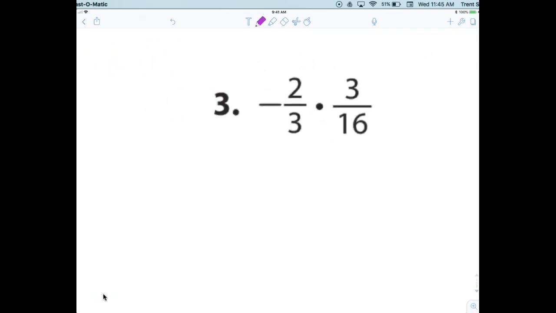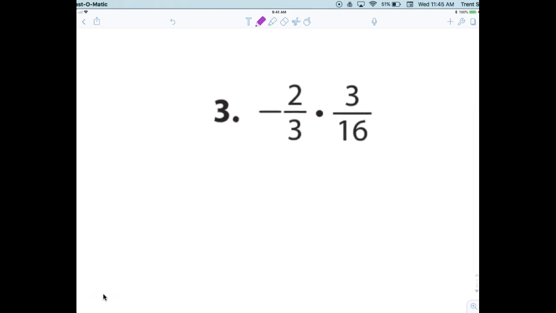Uh-oh. Now everybody write this one down. -2/3 times 3/16. Now, why is this one a little bit different? Can somebody tell me? We can do what first? We call reducing. You can reduce the fractions, correct? And he's right. We're looking at it diagonally.